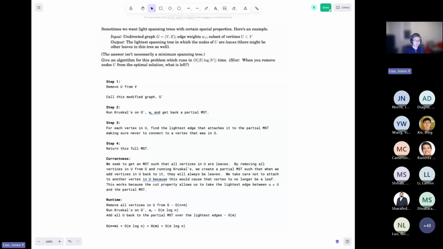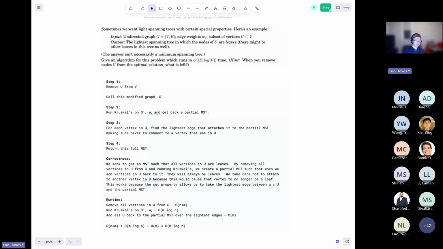So the correctness is that we seek to get an MST such that all vertices in U are leaves. By removing all the vertices in U and then running Kruskal's, we get a partial MST such that when we add vertices U back to it, they will always be leaves. We take care not to attach to another vertex in U, and you have to explain this part because you made a step, you called it out. So why did you do this additional check? Because if you did that, then the vertex will no longer be a leaf, right?